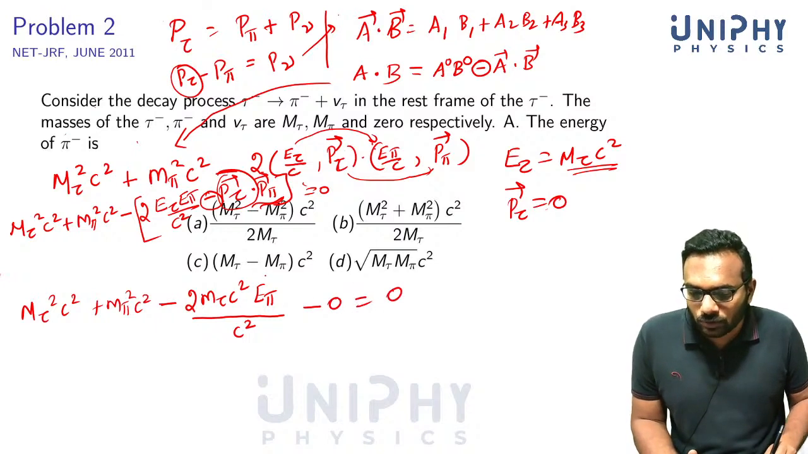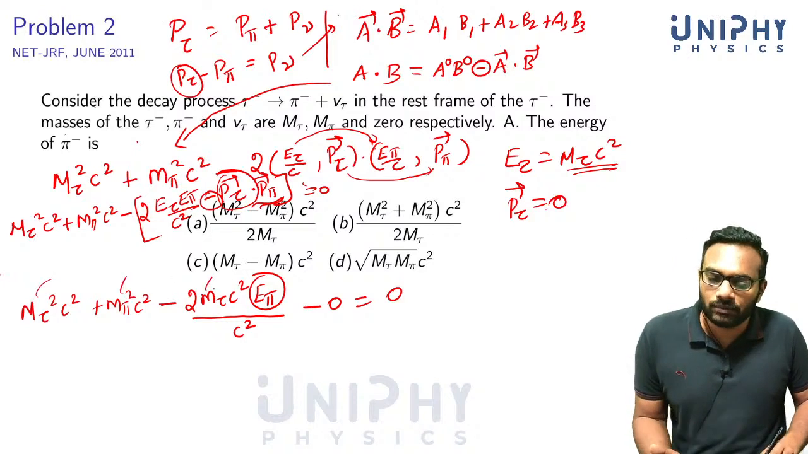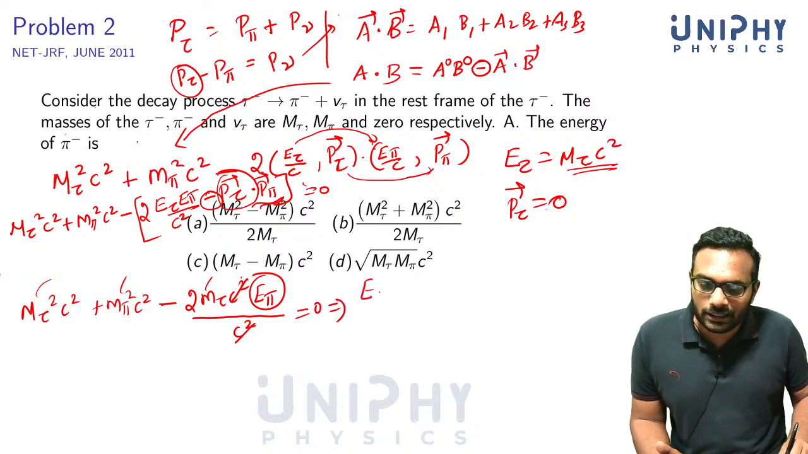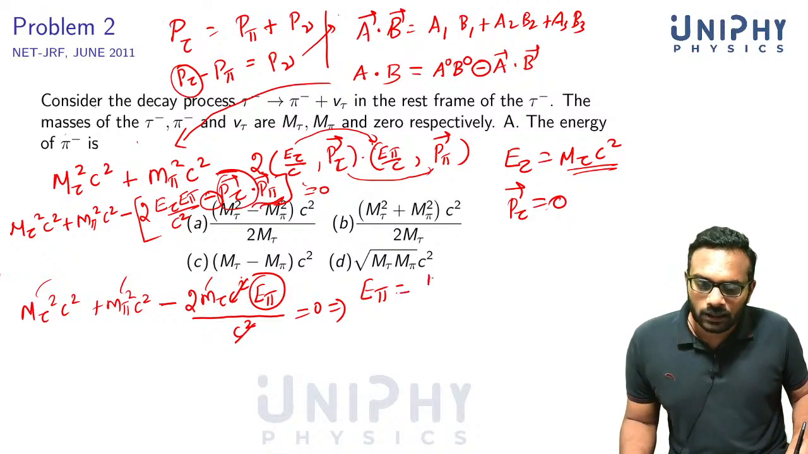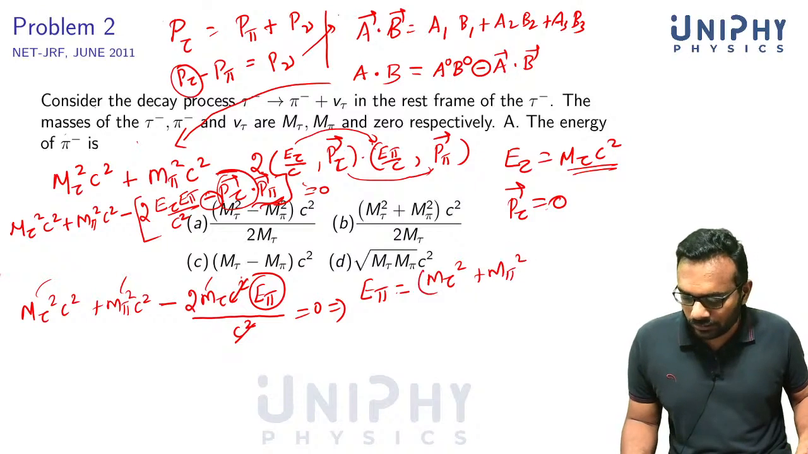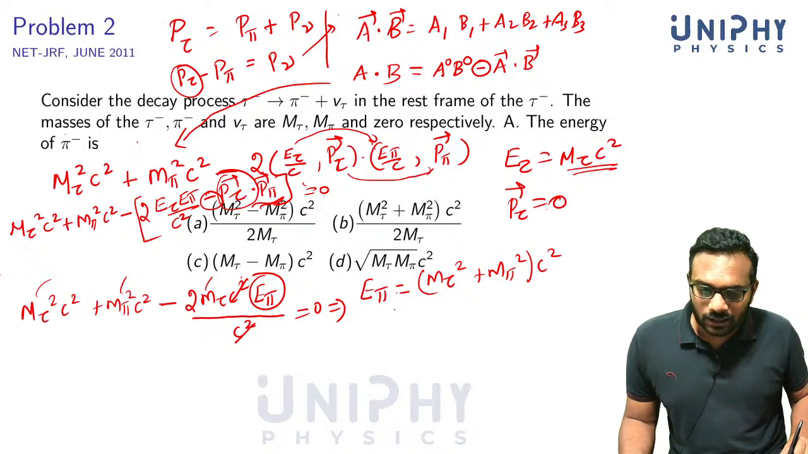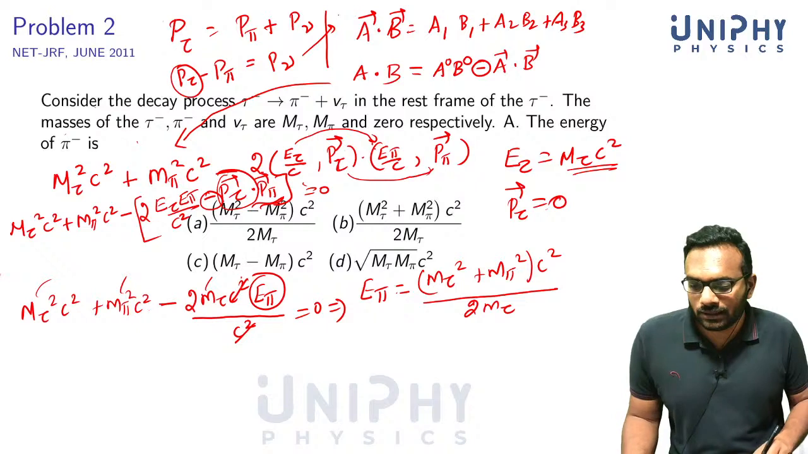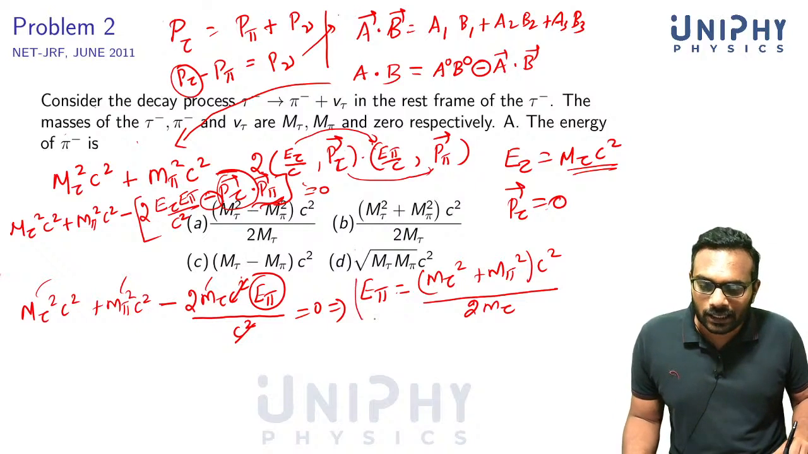Now it's only a question of solving for e pi. We have got m tau, we have got m pi, and we have got 2 m tau c square by c square. So you can cancel these things, and it's just a matter of solving. This is equal to 0. This means that e pi is equal to m tau square plus m pi square, multiplied by c square divided by 2 m tau. You just rearrange these things. This is the answer.